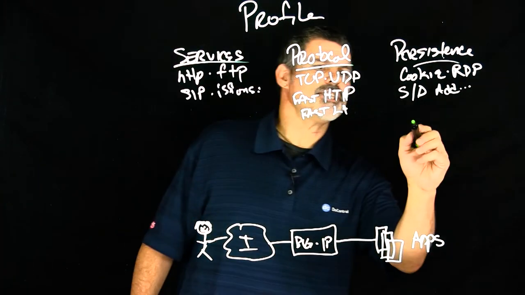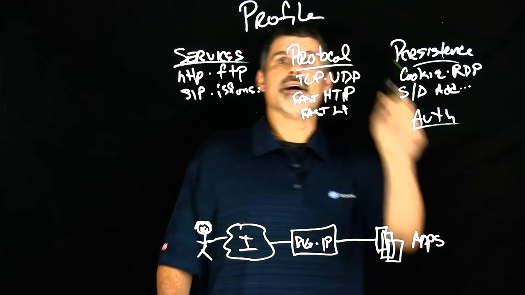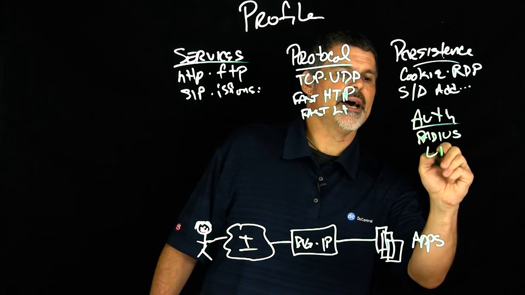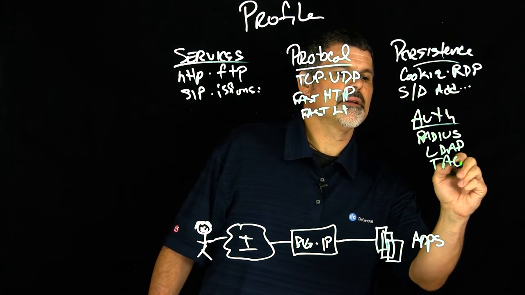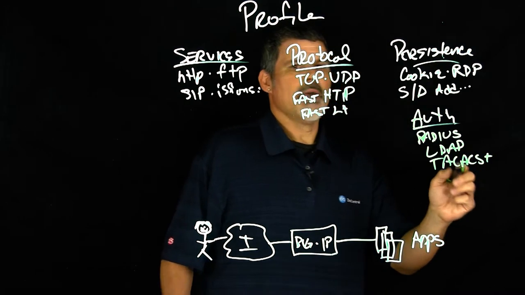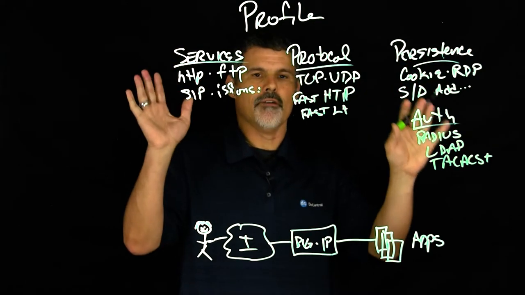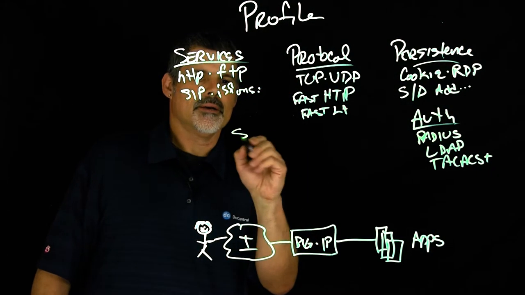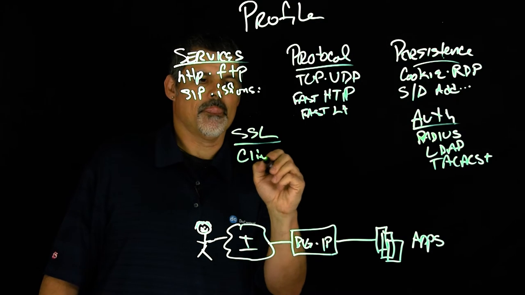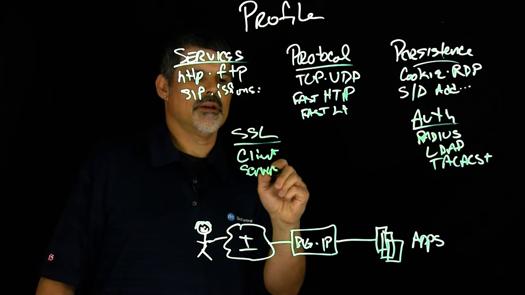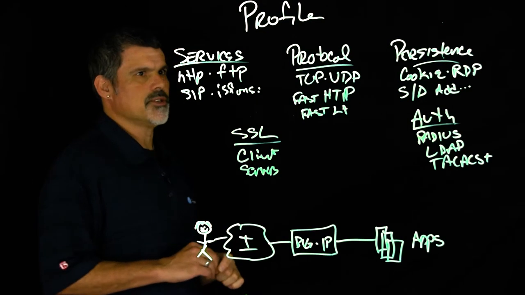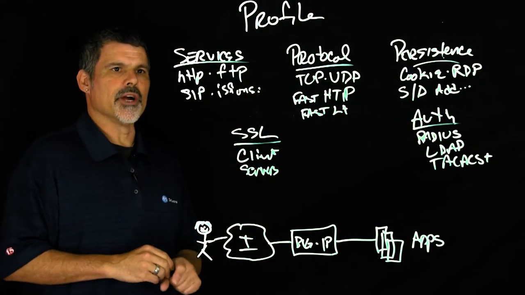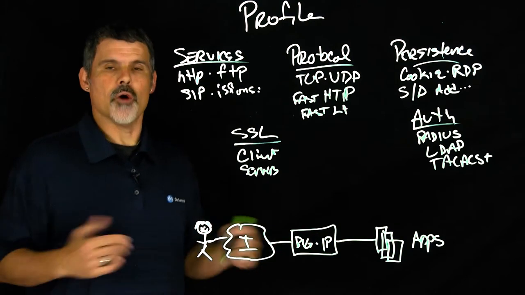We have authentication profiles, and those are things like, you know, radius, LDAP, and then a few others. And by no means is this the entire collection of profiles, just, you know, kind of some examples of what we got going on. We have SSL profiles for client SSL profile and server SSL profile. So we have services, protocol, persistence, auth, SSL, and they all kind of do their own cool things. So how does this work?